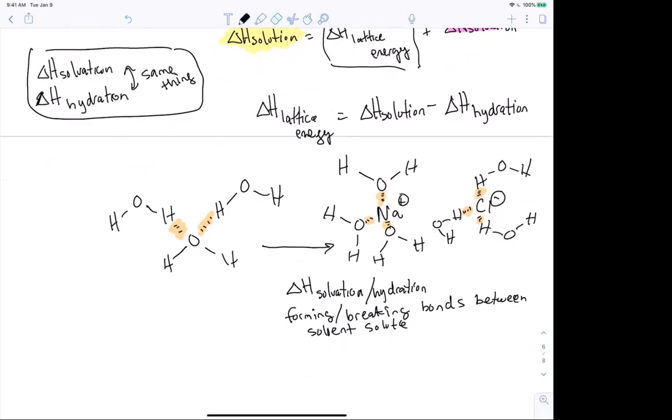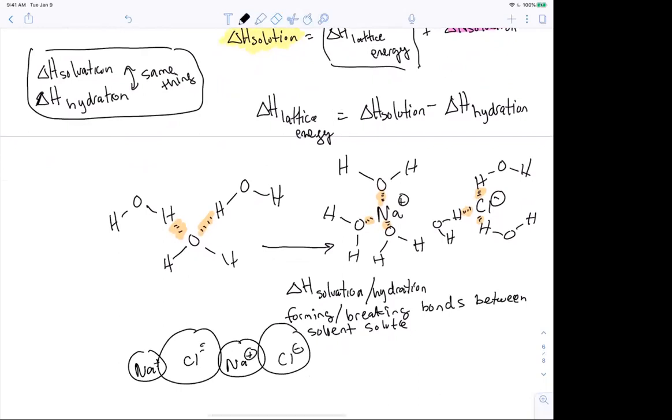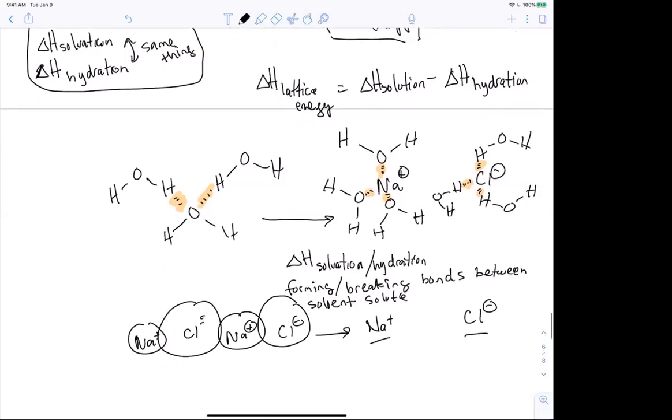But this has to do with, I've got these chlorides. When I break this up, and separate these guys from one another, that's the lattice energy. So that's delta H lattice energy.